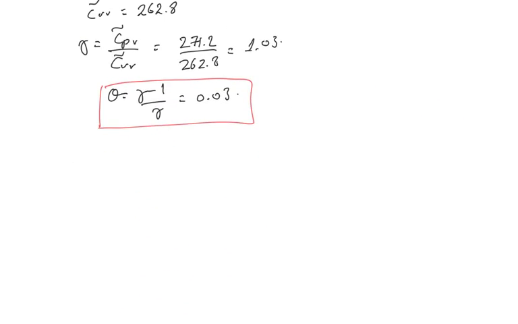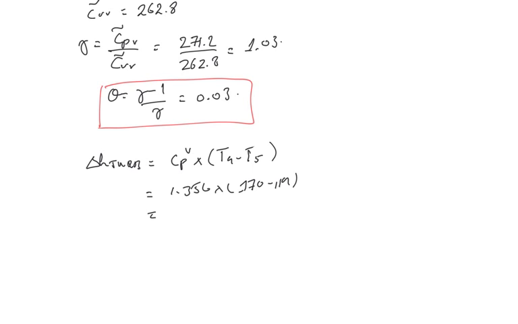Delta H of turbine is equal to Cp vapor multiplied by T4 minus T5. This is T5. Cp vapor is 1.356 multiplied by 170 minus 119. We get 69.15 kilojoule per kilogram.